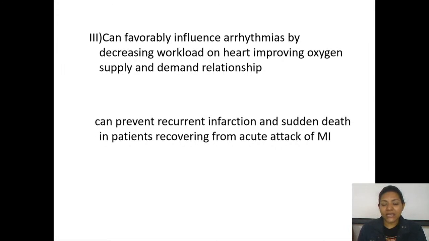Thirdly, beta blockers can favorably influence arrhythmias by decreasing the workload on the heart and improving the oxygen supply and demand relationship. So overall, beta blockers can prevent recurrent infarction and sudden death in patients recovering from acute MI, right?